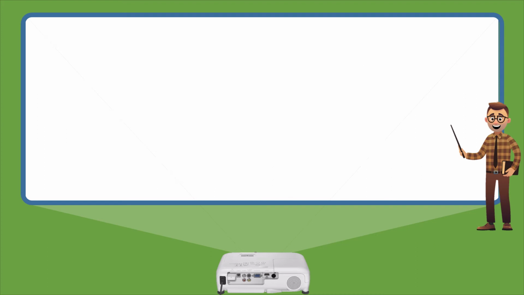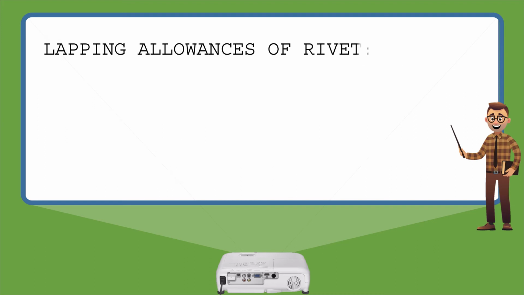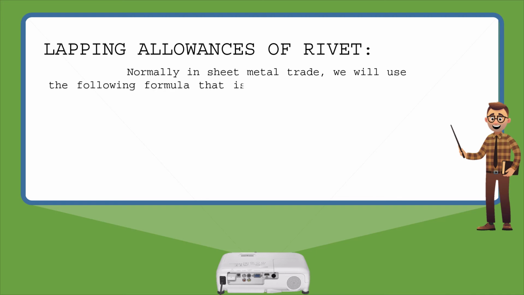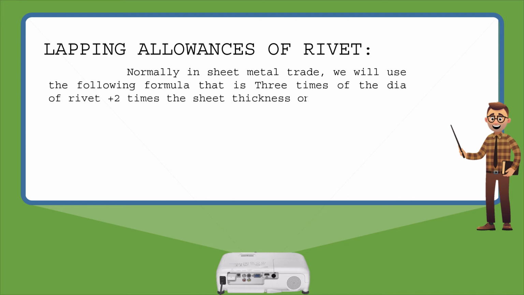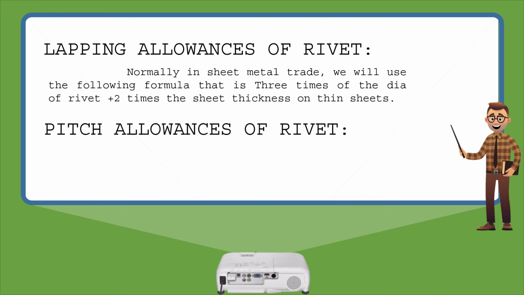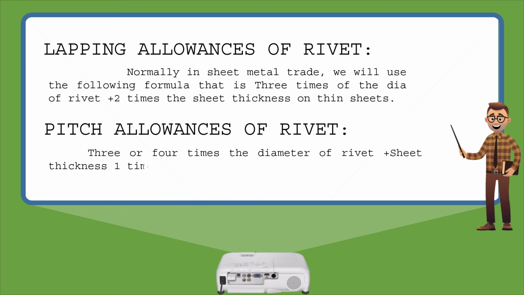Let's discuss the lapping allowances of rivet. Normally, in sheet metal trade, we will use the following formula, that is, 3 times the diameter of the rivet, plus 2 times the sheet thickness on thin sheets. And the next is pitch allowances of rivet: 3 or 4 times the diameter of the rivet, plus 1 time the sheet thickness.